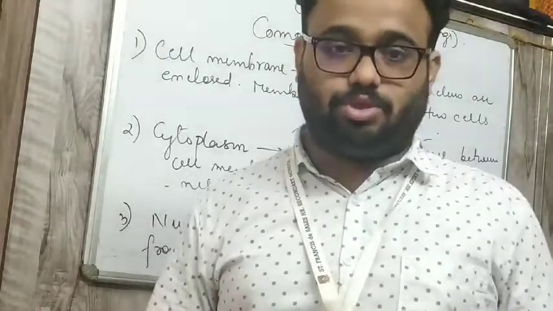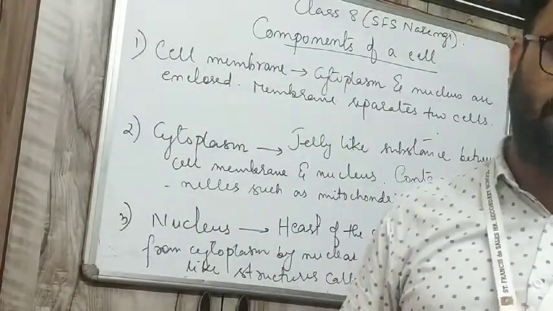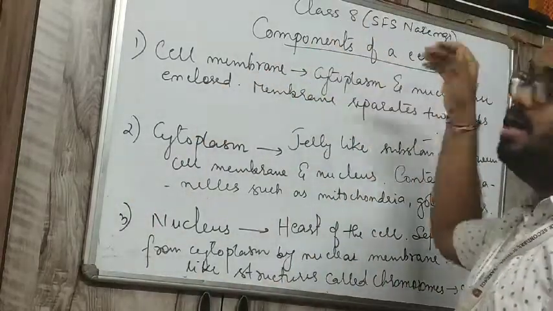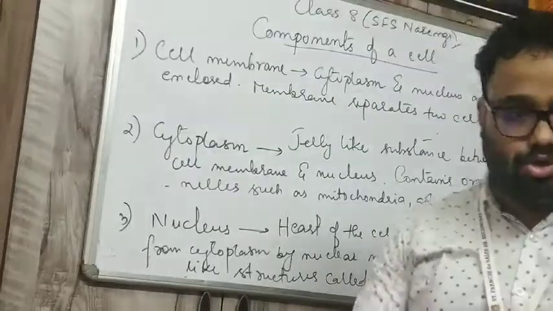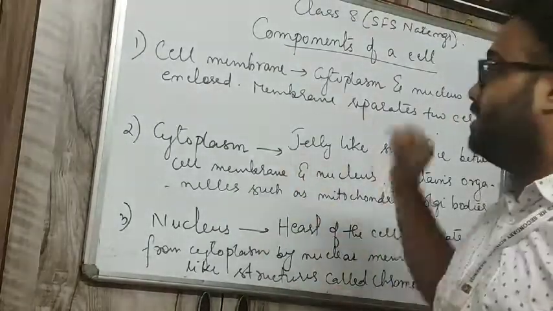Half-yearly is coming, so cells is another important chapter. Last time we discussed the shape and size of cells. Today we will be discussing the components of a cell. What are the different components of a cell and what are their functions? Notes you will be getting in Google Classroom. Different components of a cell include various things.